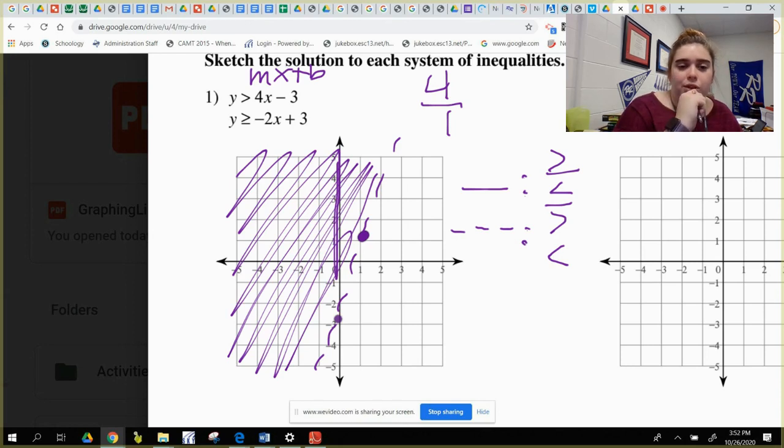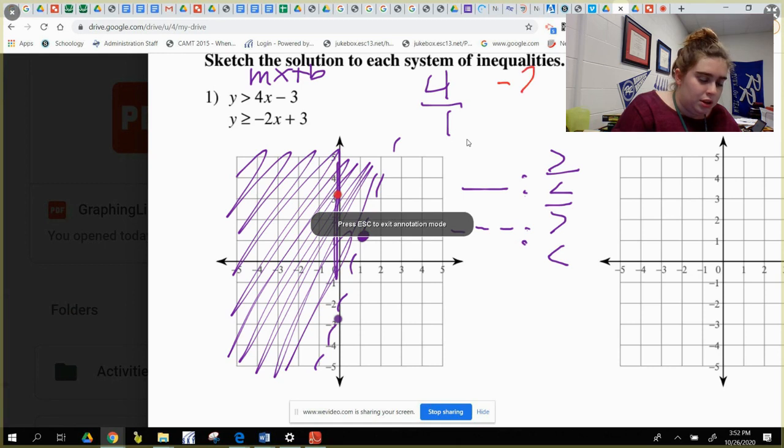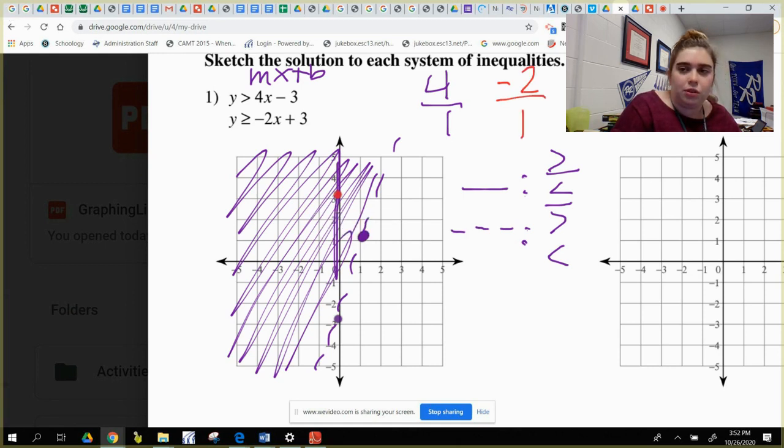Let's look at that next inequality: y is greater than or equal to negative 2x plus 3. I'm going to change colors really quick. We find that y-intercept. The y-intercept is positive 3, so our first point is right here. To find our second point, we look at the slope. We have a slope of negative 2 over 1 for rise over run, so we go down 2 to the right 1, and that puts our next point right here.